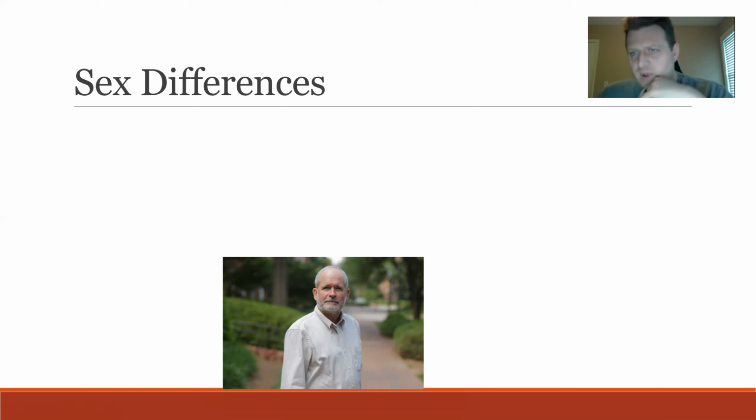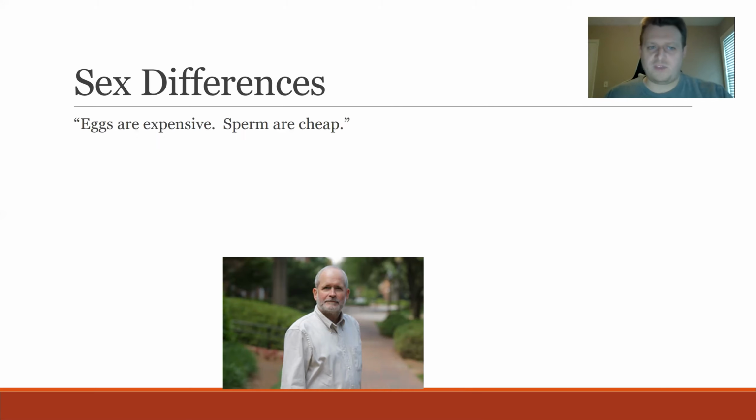When I was in animal behavior in undergrad, I had a wonderful professor, Dr. John Batson. And John Batson had a catchy way of summing up all sex differences between males and females in psychology. His catchy way of describing this was that eggs are expensive, sperm are cheap. And if you can remember that, you can explain all of the differences between males and females. What do we mean by eggs are expensive and sperm are cheap?